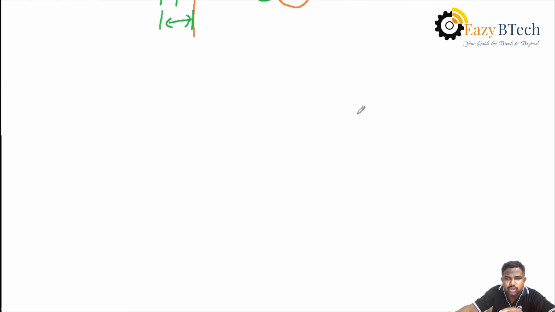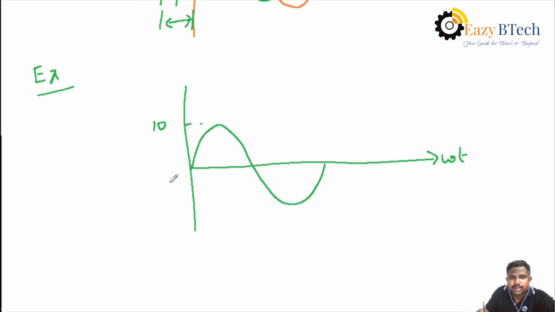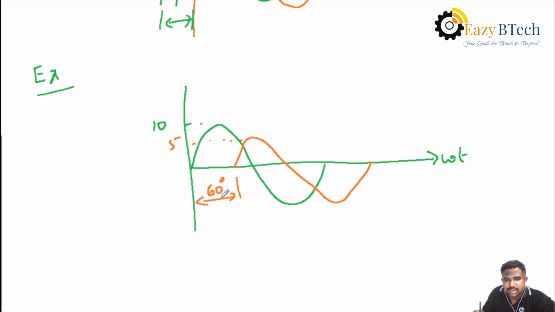The same terminology you can also understand by taking a simple example, what is the leading and what is the lagging condition here. Consider an example here. The voltage waveform has a maximum value of 10. Similarly, the current waveform has a maximum value of 5. The phase difference between the two waveforms, suppose is 60 degrees, for example. Not 60, for example 120.